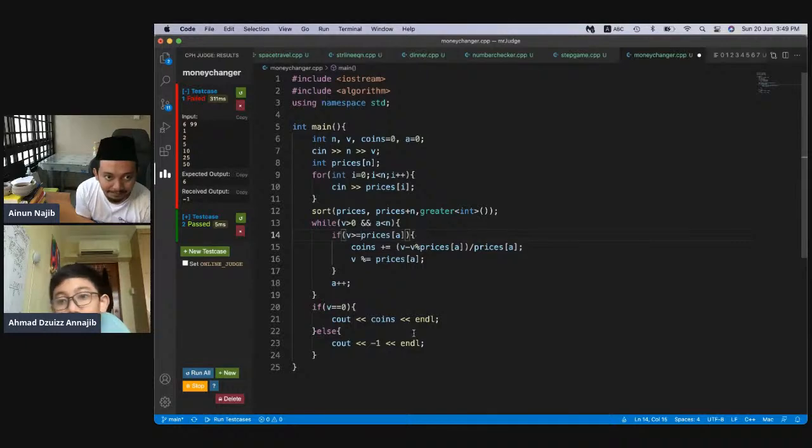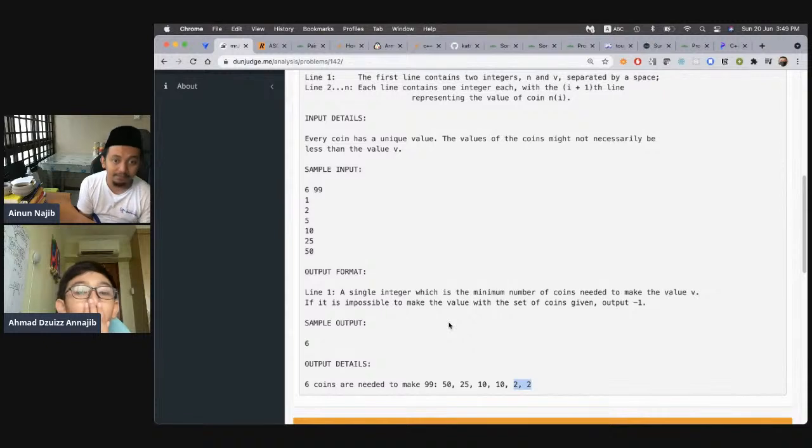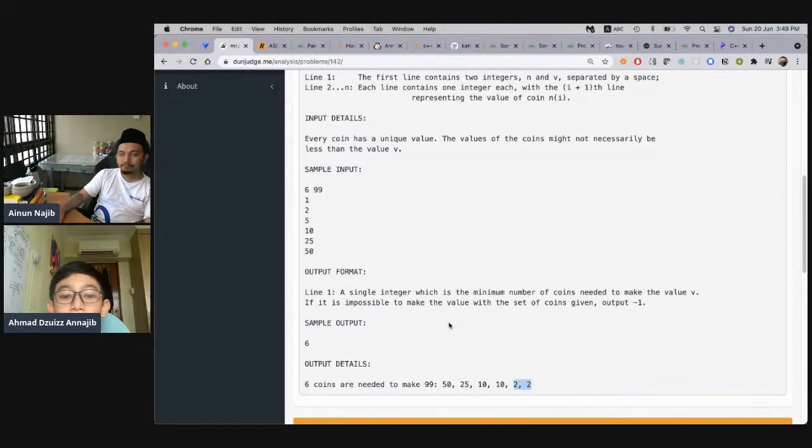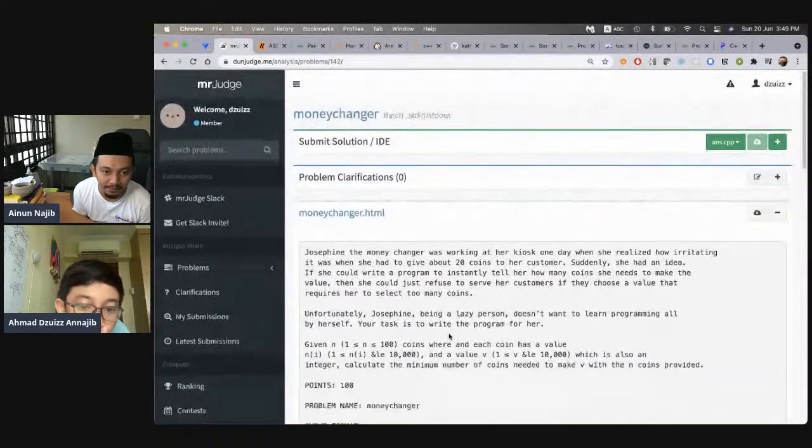So what went wrong? What could be wrong? Minimum number of coins. Why do they say minimum? Can you scroll up? Is there anything else in the problem that we don't know?